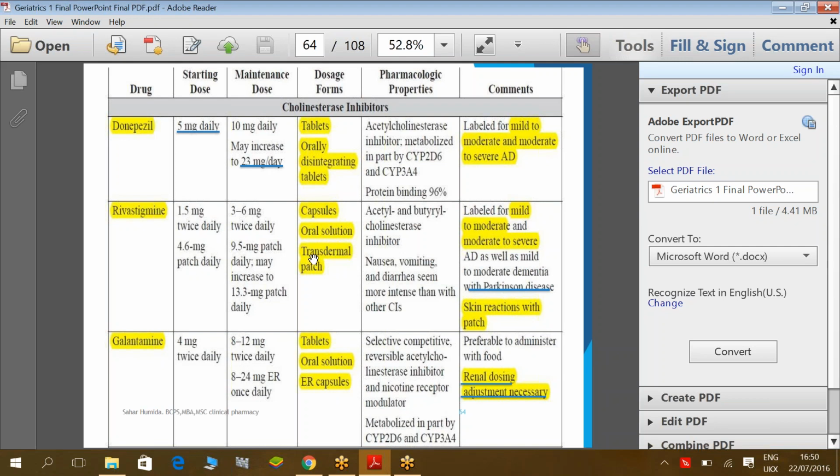So if the case says he is responding well to rivastigmine, but there is a problem of side effects, then you can switch the patient to the transdermal patch. Galantamine is used as an oral tablet and ER capsule. Remember, you have to memorize the doses. It is preferred to administer with food, and renal dosage adjustment is necessary. If the patient is renally impaired and is to get galantamine, then I have to make renal dosing.